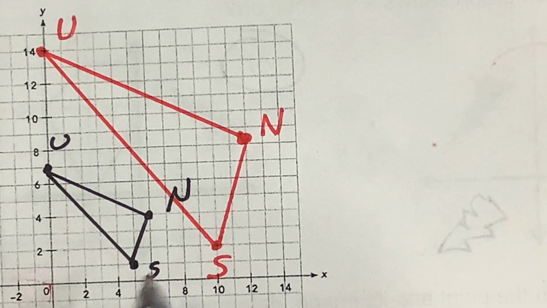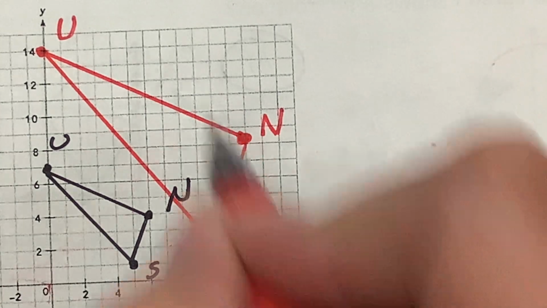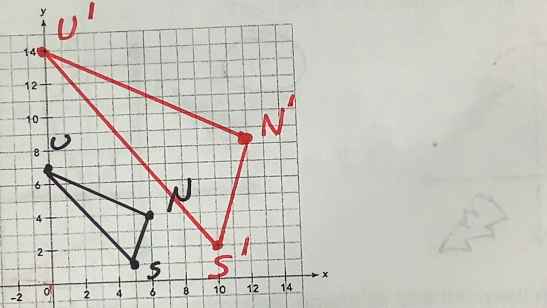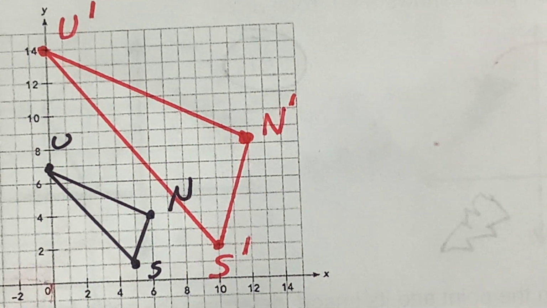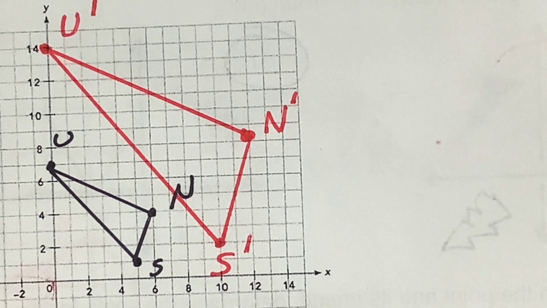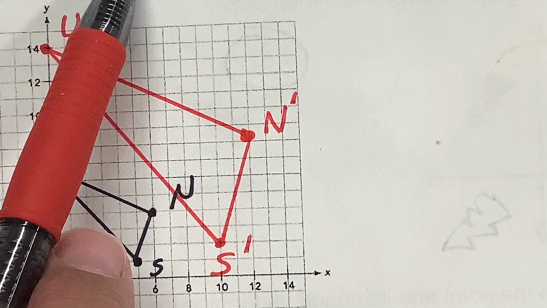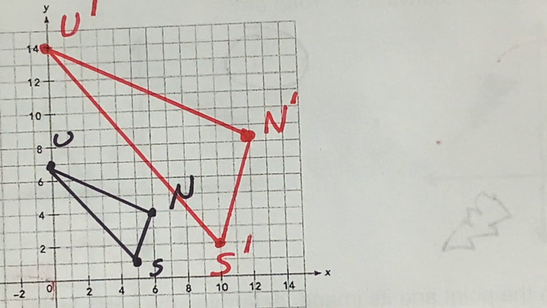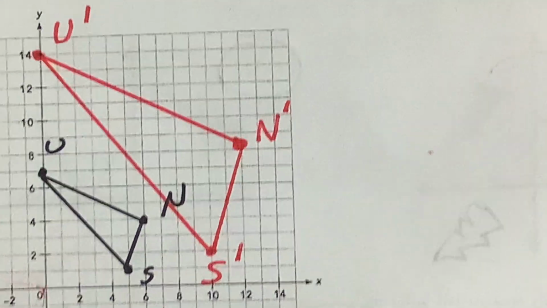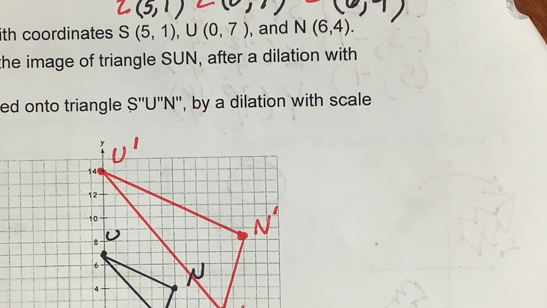So there I have the original SUN and S prime, U prime, N prime. And if I didn't go back and check it, I'd have gotten it wrong, so be careful. Now the next one says triangle SUN is mapped onto triangle S double prime, U double prime, N double prime by a dilation with a scale factor of -1. All that means is to go back to the original coordinates and multiply by -1. Well, you know that multiplying by -1 just changes all the coordinates to the opposite sign.